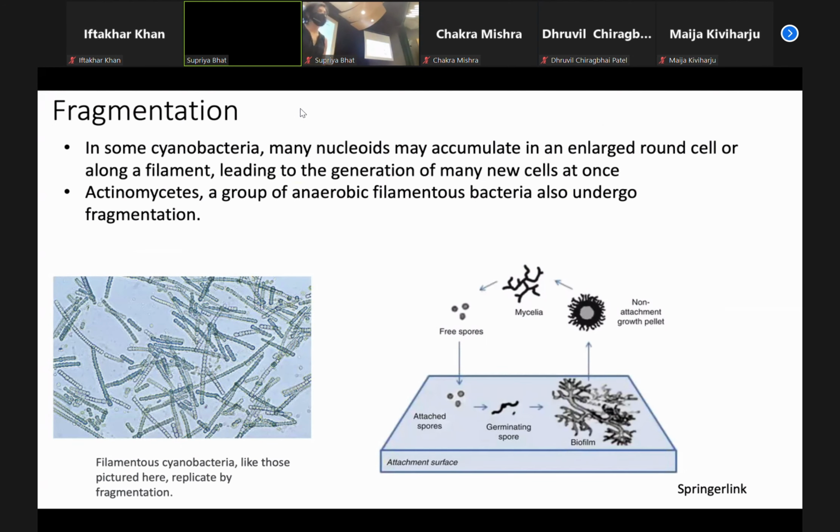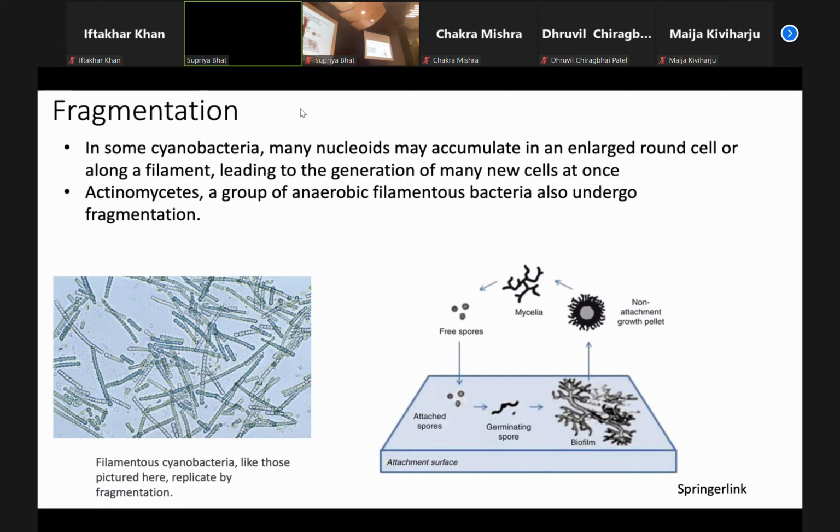Okay, let's talk about fragmentation. Some cyanobacteria and actinomycetes show fragmentation. Here, the nucleoid gets divided more than once inside the parent cell, and there's simply accumulation of the wall material around each of those nucleoids. Then the parent cell becomes fragmented, and each of those parts floats away and turns into adult organisms.